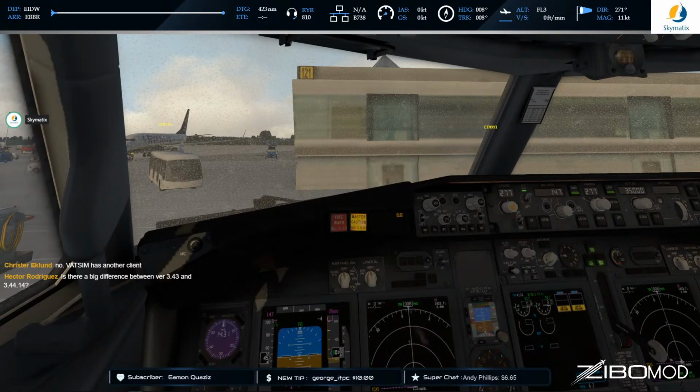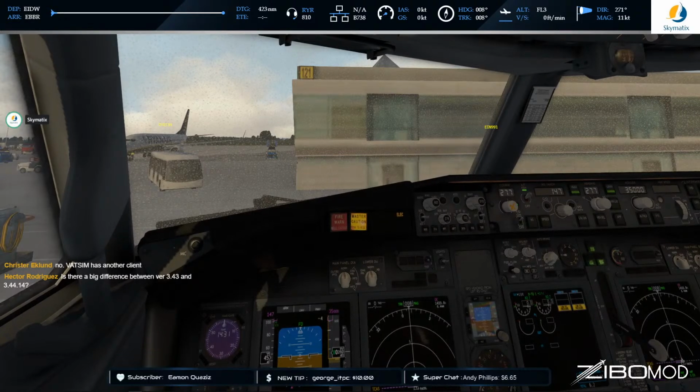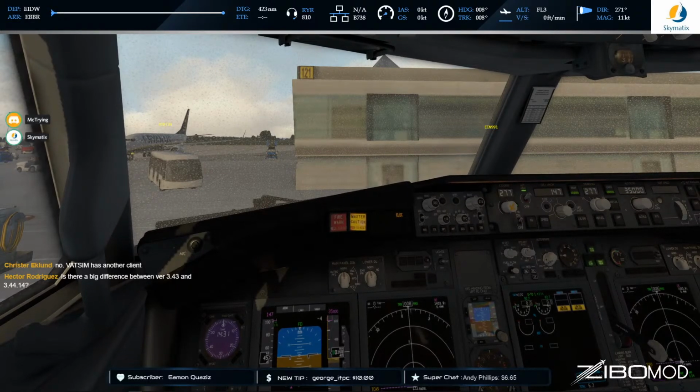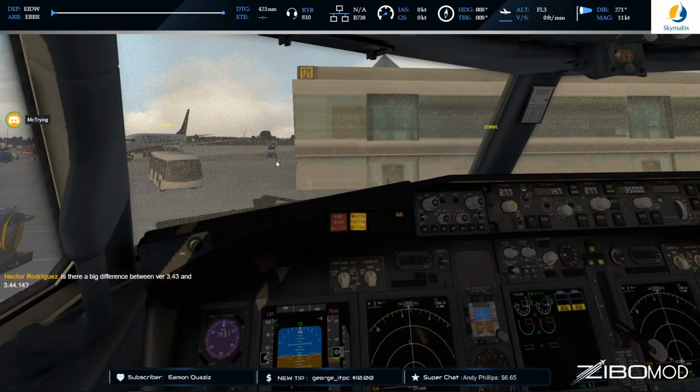ILS for runway 25 left. Okay. That is the standard arrival runway, unless IVAO changes it again. That is the actual standard according to the SOP. Right. ILS Z or ILS? Z for Zulu.